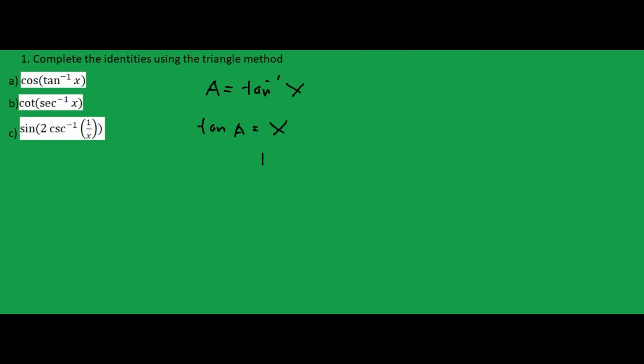Now what we are going to do next is make a similar triangle. This is tangent a. Tangent is opposite over adjacent. So this is the opposite side, and this is the adjacent one. Actually x over 1 is still x. In order for us to find the unknown side, we use the Pythagoras theorem.